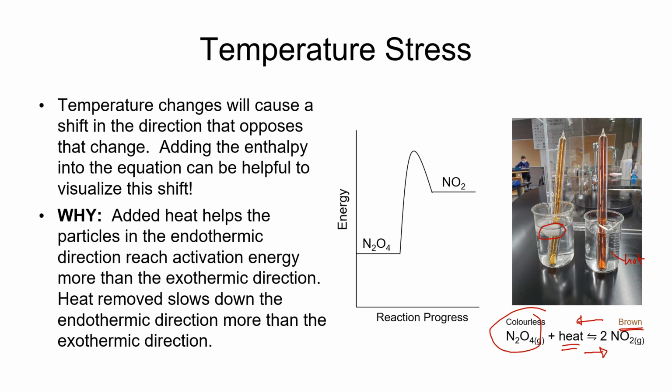To explain why, you have to look at the activation energy for each direction. Added energy is a big boost to the particles that are trying to get over this big activation energy for the forward direction, right? And it's not as big of a boost to the particles going the other way. They don't have as much of an energy hill to climb to go in this direction. And so adding extra energy doesn't speed up that reaction as much as it does for the forward reaction.